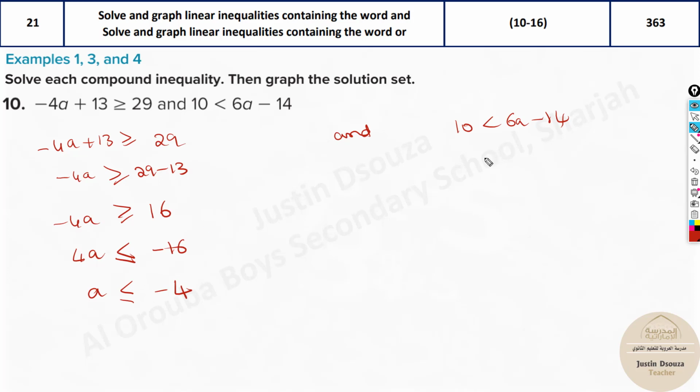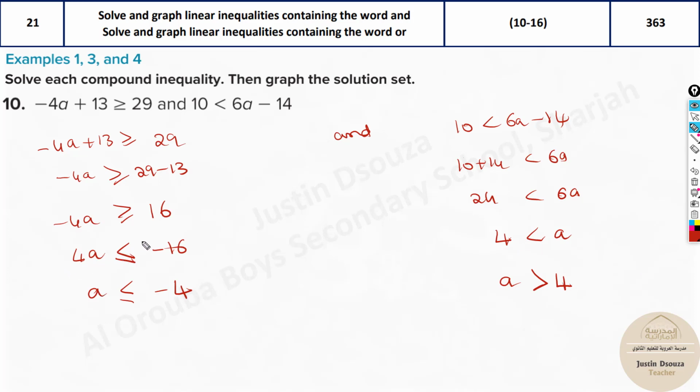What about the next one over here? Let's solve this up. Here we have 10, take this 14 to the other side, it will be 10 plus 14 less than 6a, it will be 24 less than 6a. 24 divided by 6 is 4, less than a. We will write it, now we are not changing the symbol, just a is greater than 4. We'll just write the same thing: a greater than 4. That's it. We have just rewritten this.